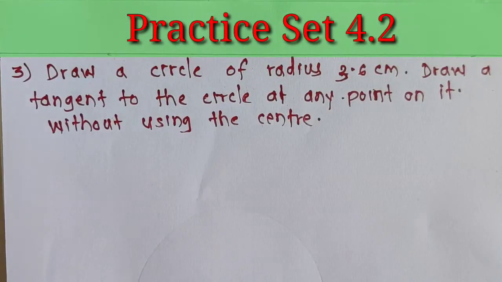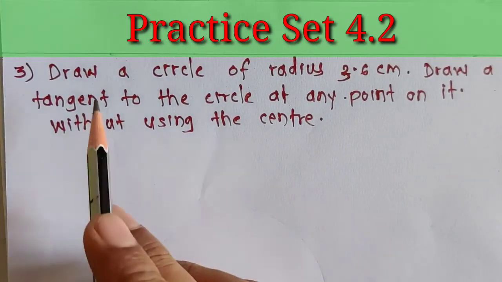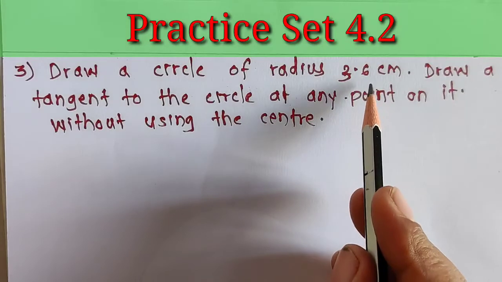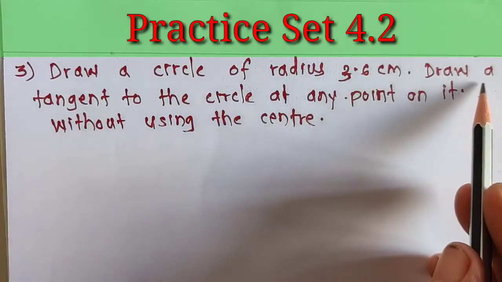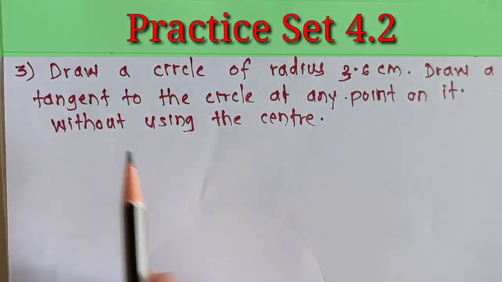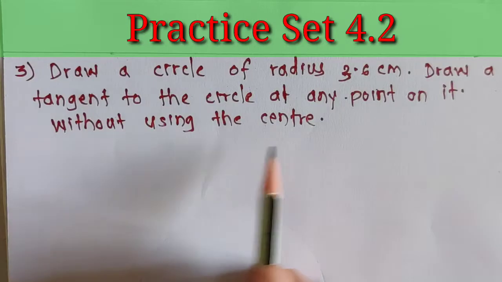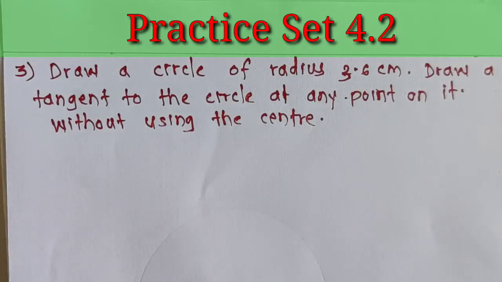So let us see this third example from practice set 4.2. Draw a circle of radius 3.6 cm. Draw a tangent to the circle at any point on it. The same construction is there. Now to draw the tangent to the circle through the point which is on the circle, but without using the center. That is the difference.